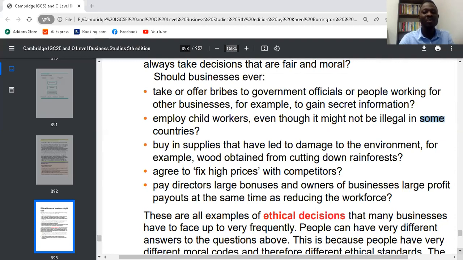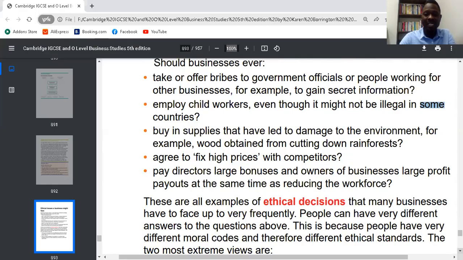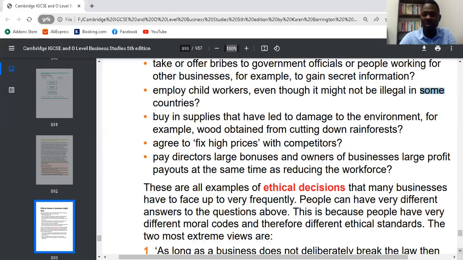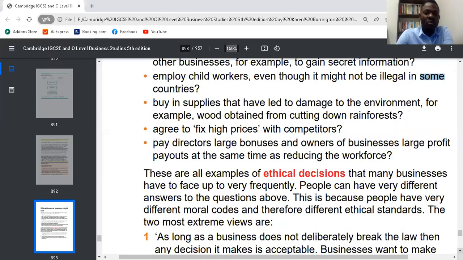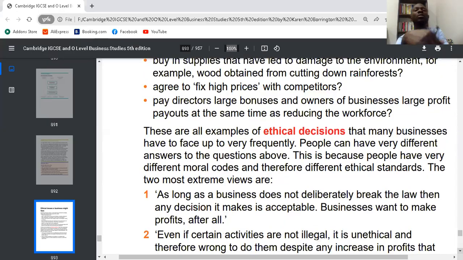Okay. So these are all examples of ethical decisions that many businesses have to face up to very frequently. People can have very different answers to the questions above. This is because people have very different moral codes and therefore different ethical standards. All these analyses are based on decisions you have to take as a business. Do you think it's ethical to take this stance, or not? So it's a decision from you as a business.